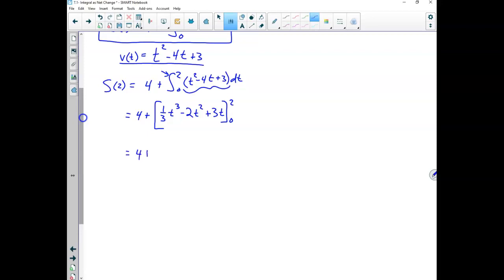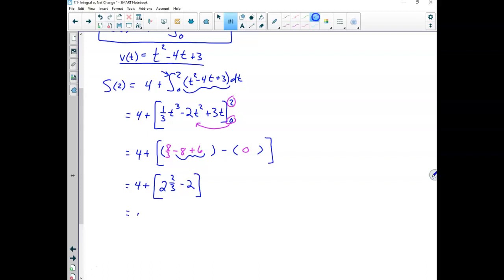Well, that's going to equal 4 plus, don't forget when I evaluate these, I'm going to get upper limit minus lower limit. And so I got to plug in here. So when the 2, that's my upper limit, comes in, that's going to give me 8/3 minus 8 plus 6. And then my lower limit comes in, and that's going to be minus 0. So as I'm cruising along here, it's going to be 4 plus 8/3. What is 8/3? 8/3 is 2 2/3. I can put these together and say minus 2. And that's going to give me 4 plus 2/3. And everybody knows that equals 4 2/3 feet.